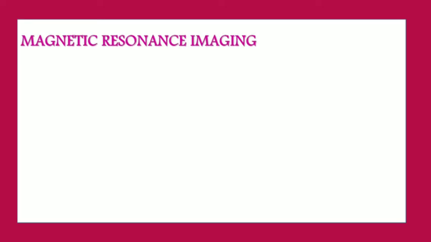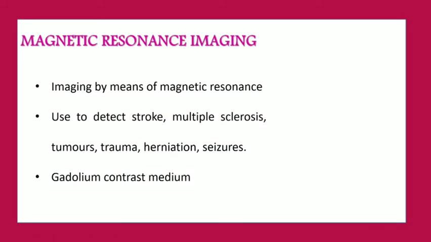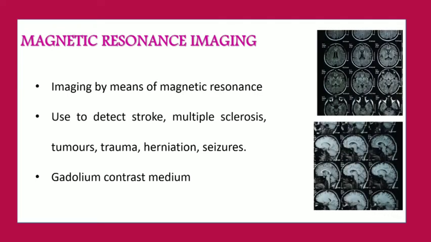Magnetic resonance imaging or MRI scan is a medical imaging technique used in radiology to form pictures of the anatomy and the physiologic processes of the body. MRI scanners use strong magnetic fields, magnetic field gradients, and radio waves to generate images of the organs in the body. It is used to detect stroke, multiple sclerosis, tumors, trauma, herniation, and seizures. Gadolinium contrast medium can also be used during MRI scanning.